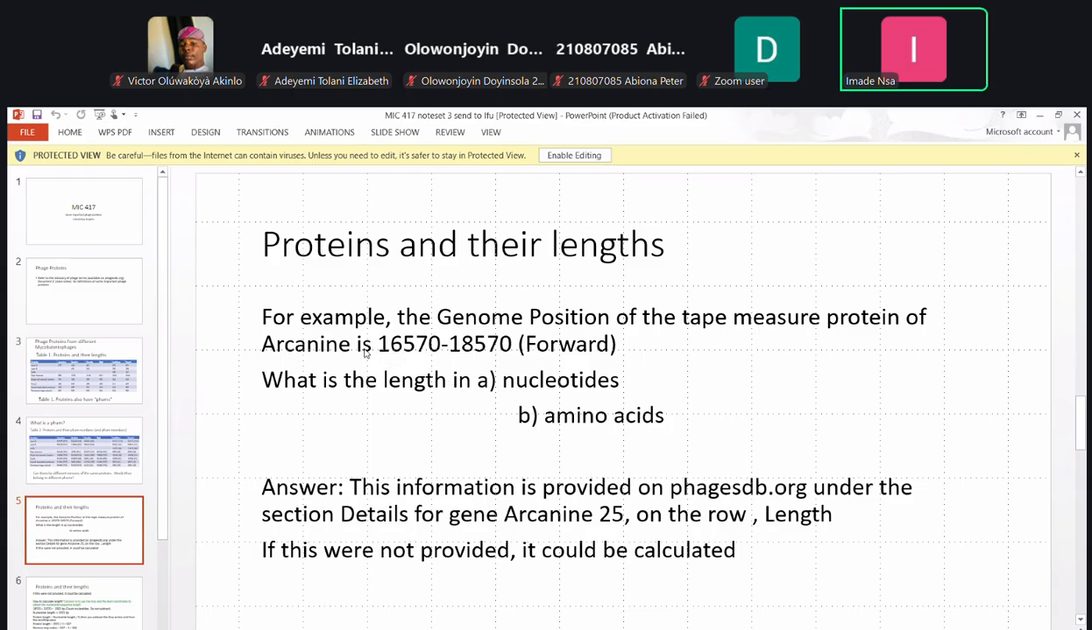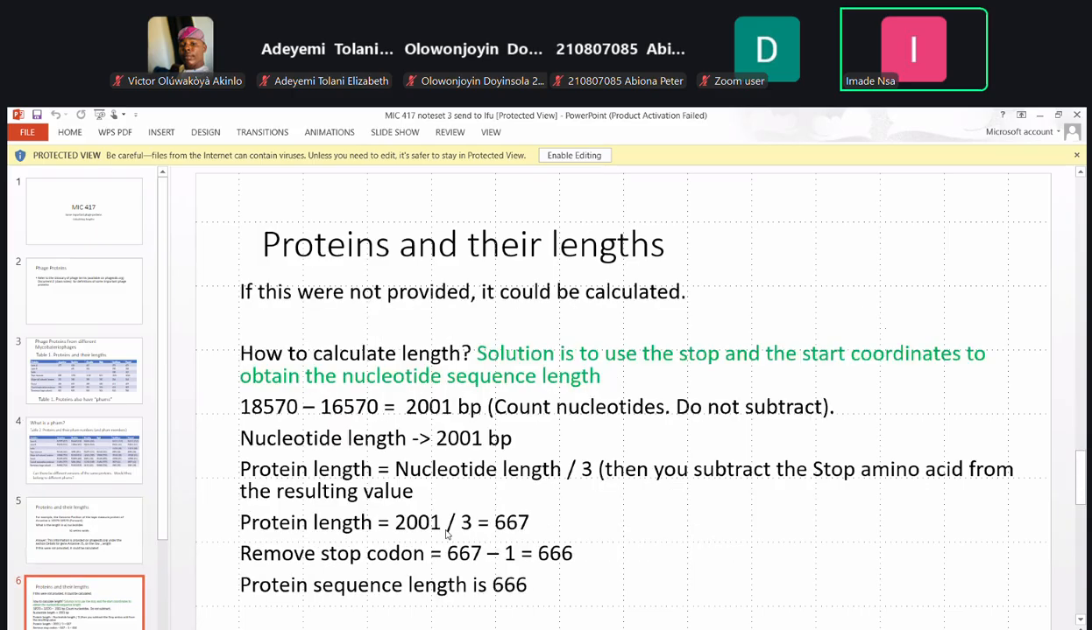So I asked a question. Acanine, the tape measure protein, is from 16570 to 18570, and it's forward. What is the length in nucleotides? What is the length of amino acids? The length in nucleotides will be 18570 minus 16570. But remember, the start is included, so make sure you add 1. Amino acids, you will divide by 3, but remember, the last one will not be counted. So how do you calculate length?